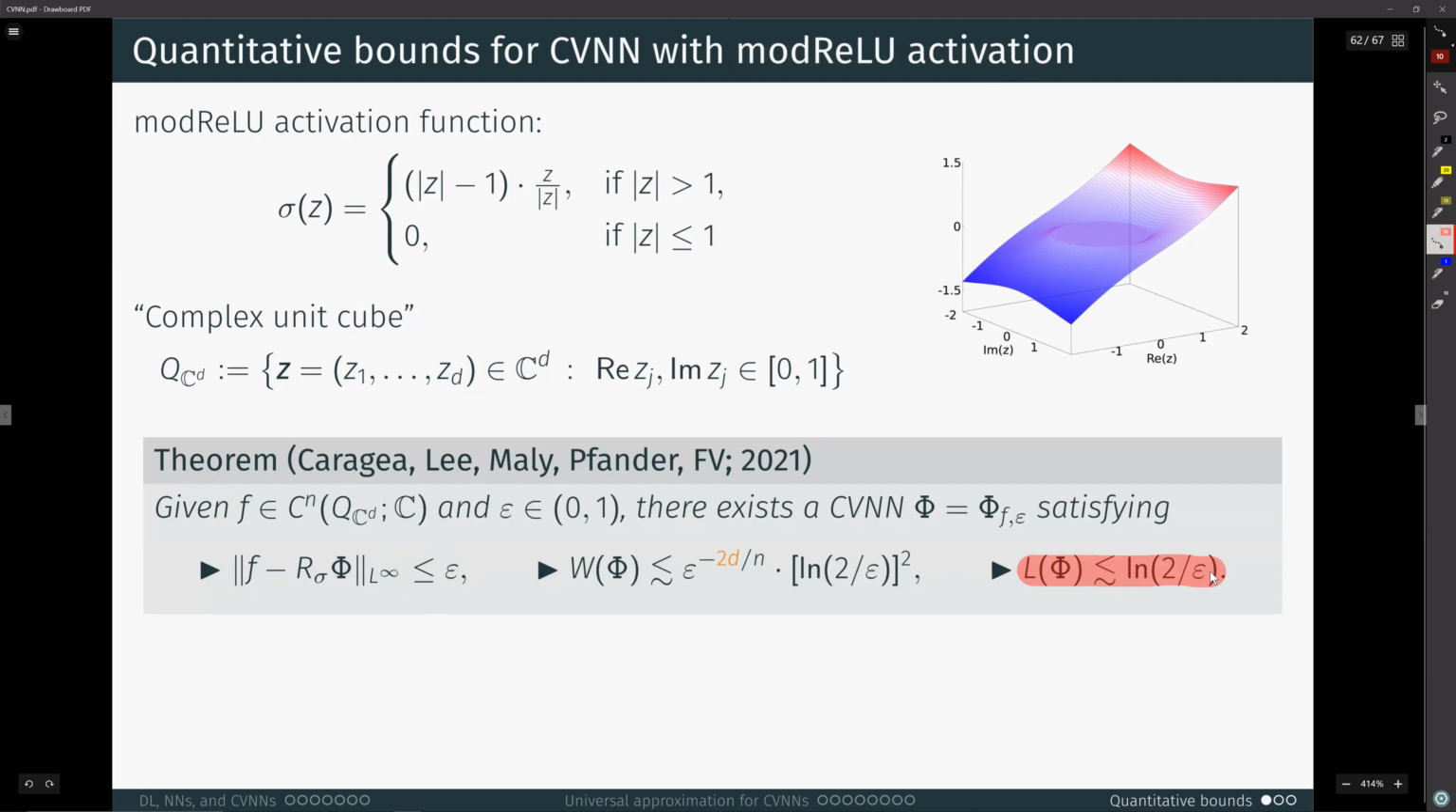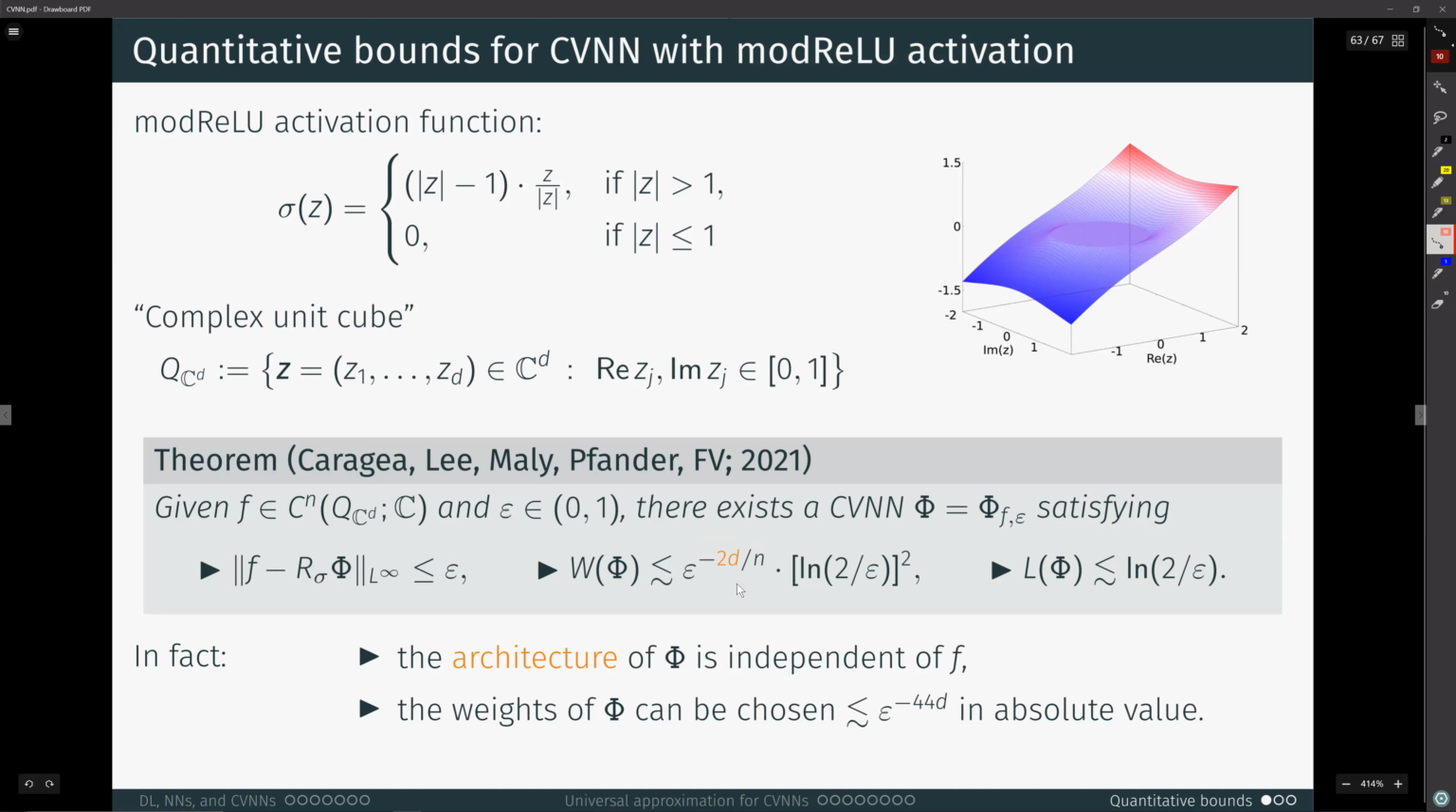So this is very close to the result by Yarotsky. The difference is, okay, here we have a power 2, which you can maybe remove. And we have epsilon to the minus 2d over n. So why does this come in? Why 2d and not d? This is just because C^d is R^{2d}, if you will, right?